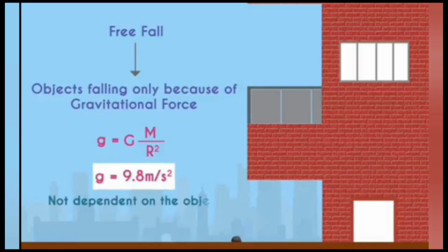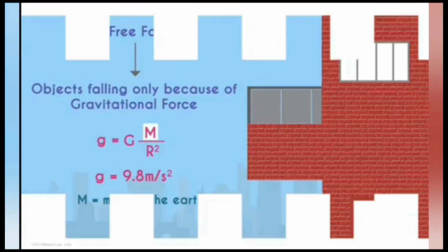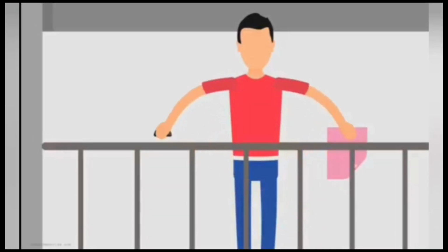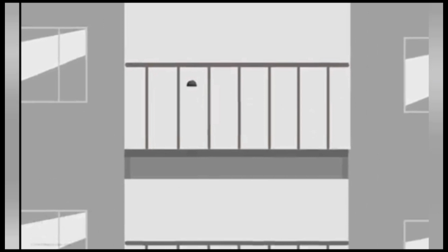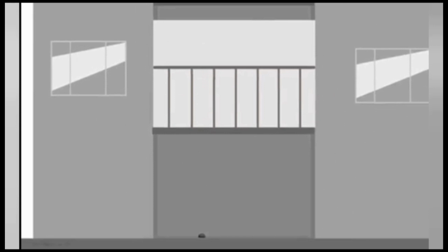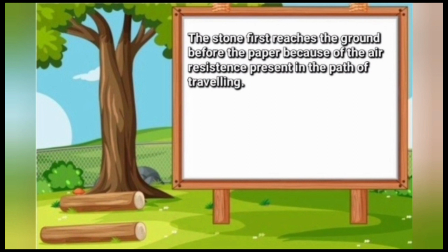This value is not dependent on the object's mass. In the equation, M denotes the mass of the earth, not the mass of the object. For this, we will see a real life situation. If we are leaving a stone and a paper at the same time from the same height, which will reach the ground first? Yes, the stone will reach the ground first, and later the paper will reach. The stone reached the ground before the paper because of the air resistance present in the path of travel.